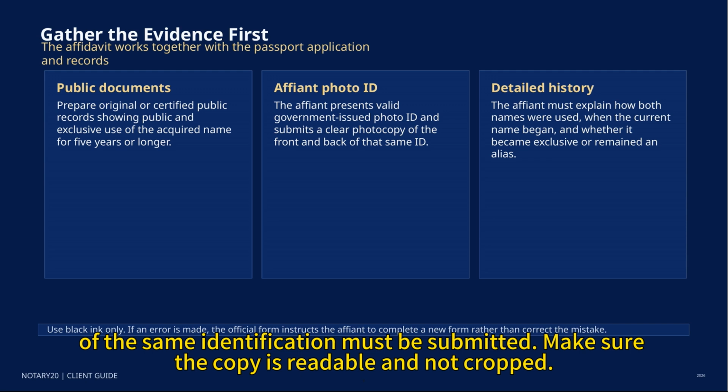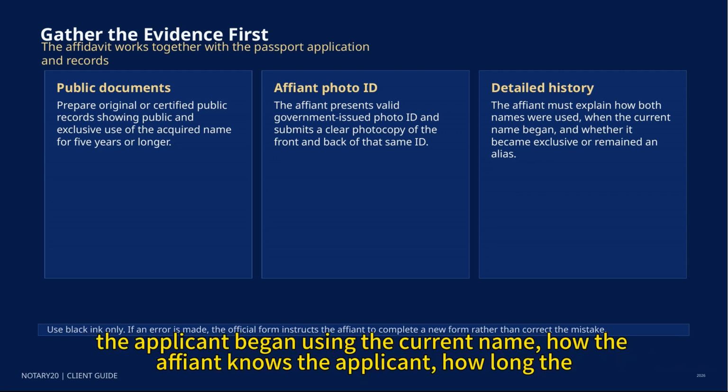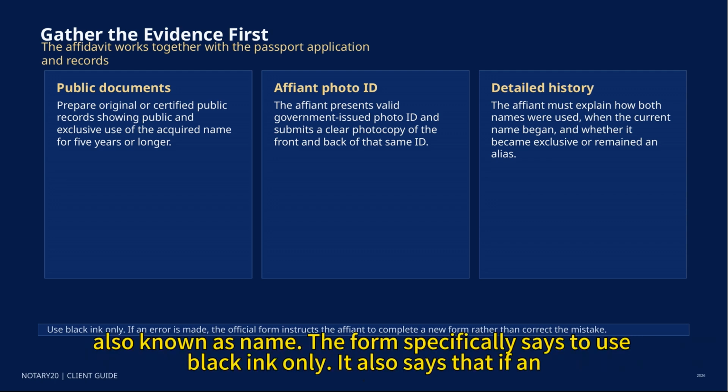Make sure the copy is readable and not cropped. Third, prepare a detailed and truthful name history. The affiant should be ready to explain when the applicant began using the current name, how the affiant knows the applicant, how long the affiant has known each name, and whether the current name has been used exclusively or merely as an also known as name.